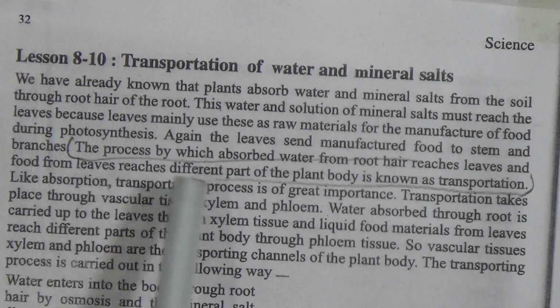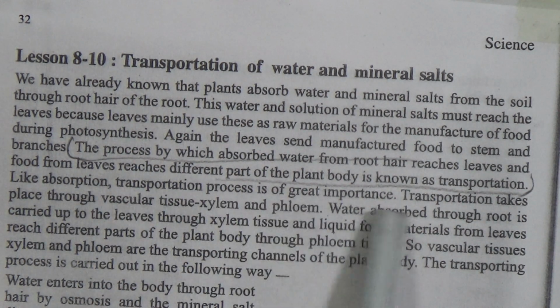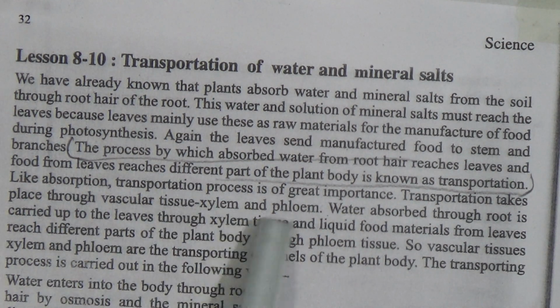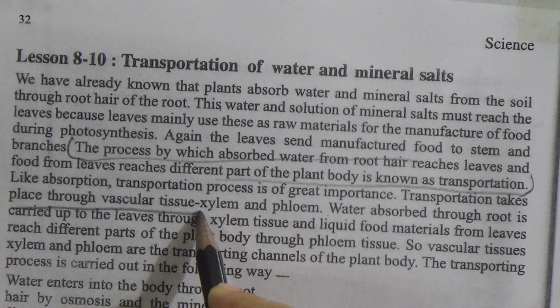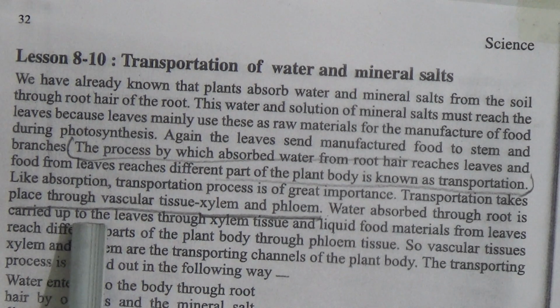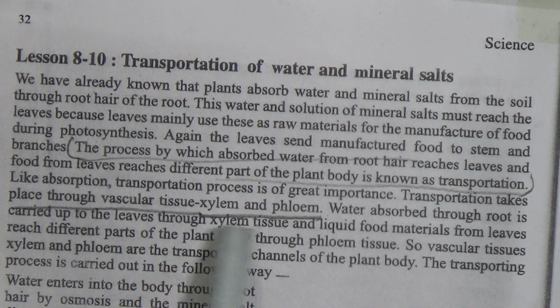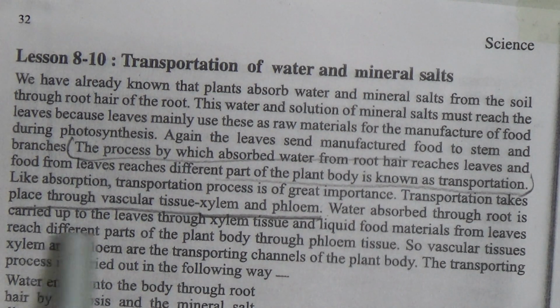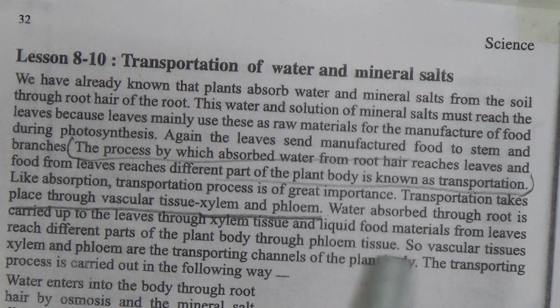Like absorption, the transportation process is of great importance. Transportation takes place through vascular tissue, that is xylem and phloem. So, my dear students, the vascular tissues are xylem and phloem. Water absorbed through the root is carried up into the leaves through xylem tissue, and liquid food materials from leaves reach different parts of the plant body through phloem tissue.